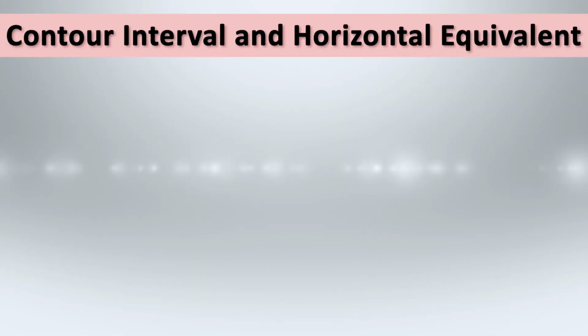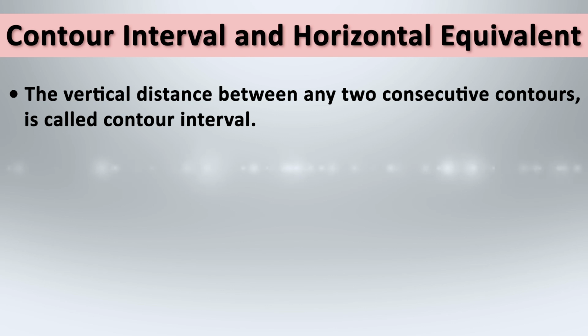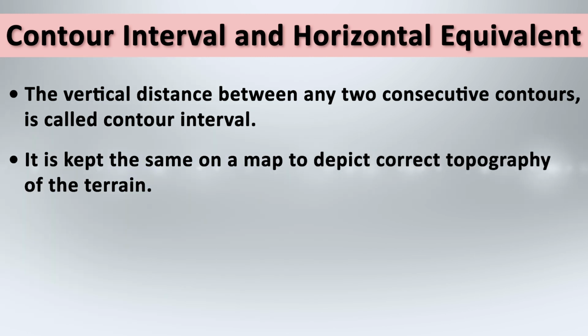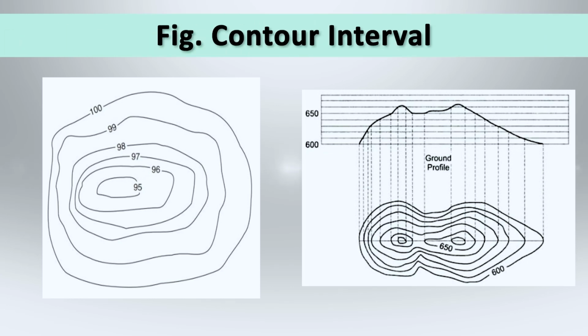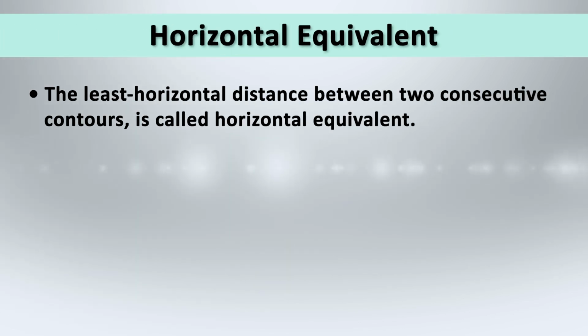Let us move forward and learn about contour interval and horizontal equivalent. The vertical distance between any two consecutive contours is called contour interval. It is kept the same on a map to depict the correct topography of the terrain. The contour interval of a contour map is the difference in elevation between successive contour lines. For example, the figure shows contours in an area with a contour interval of 1 meter, and on the other hand the least horizontal distance between two consecutive contours is called horizontal equivalent.